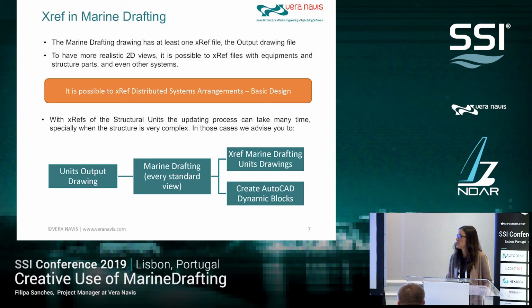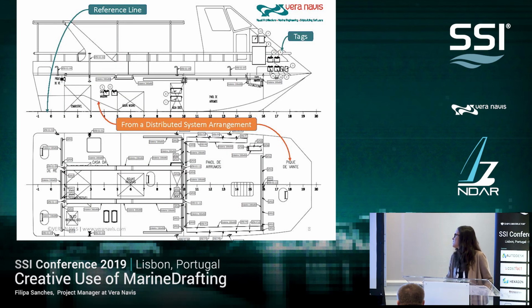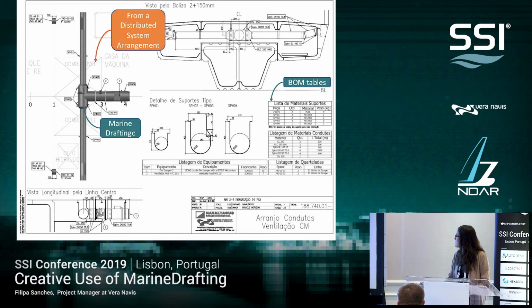Now some examples to make it easier. Here is a boat that we did for the Tagus River. Here you have the reference lines created, as I told you, with the location groups, and specially done for this project. We also have a lot of tags that marine drafting allows you to put. And for example, these drawings that you can see, like the general arrangement of this boat, were referenced from the distributed system arrangement.